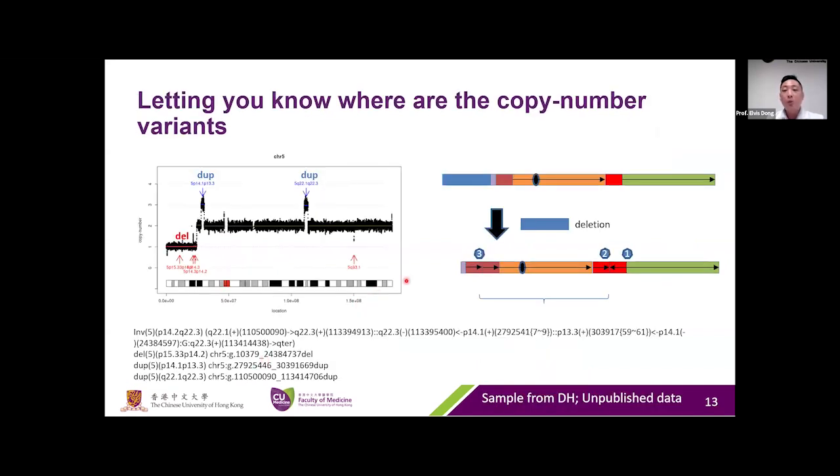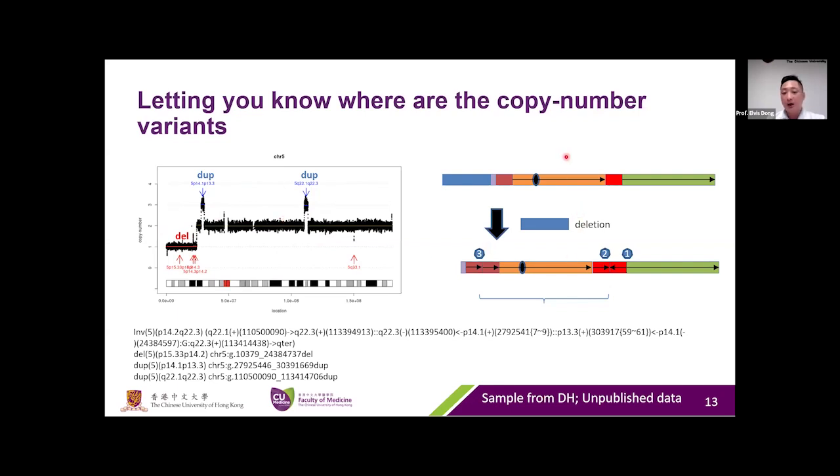So what would be the power, the additional information that you can see? Let's look at the left figure. This is a case affected by 5p minus syndrome. You can appreciate there's a constitutional deletion. But in the same case, you can appreciate two duplications as well. They come from the same rearrangement. If you only perform copy number analysis, you can't appreciate that anymore.